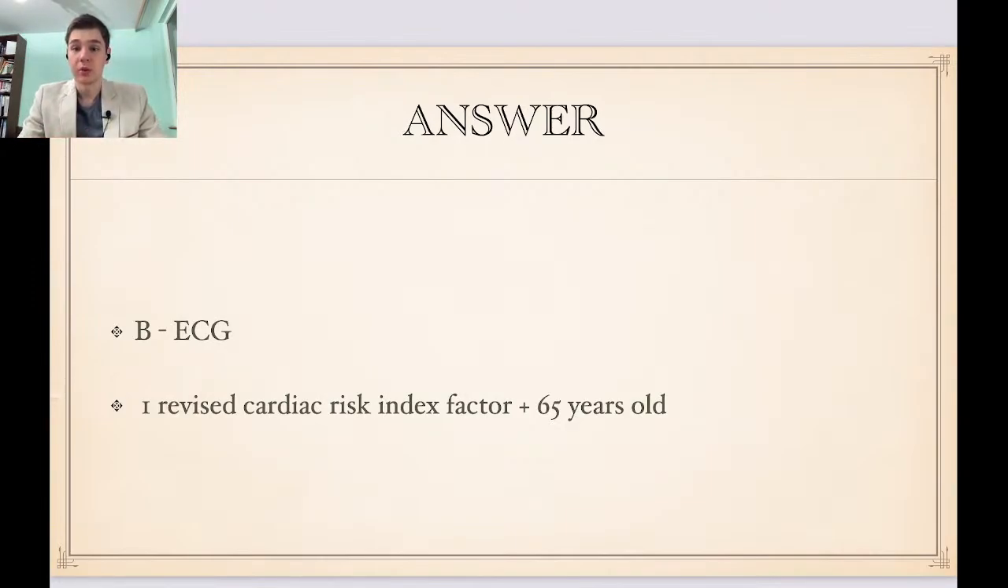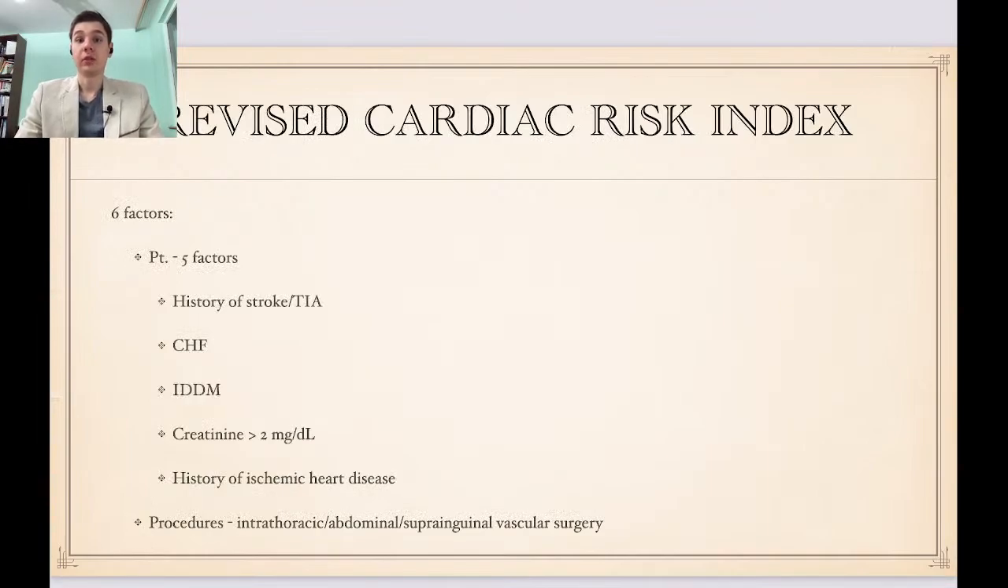With the EKG, we can see structural anomalies such as hypertrophy. Now, to better understand why we do not choose echo over EKG, I'll go further. The revised cardiac risk index has 6 factors. The factors that are from the patient are 5.